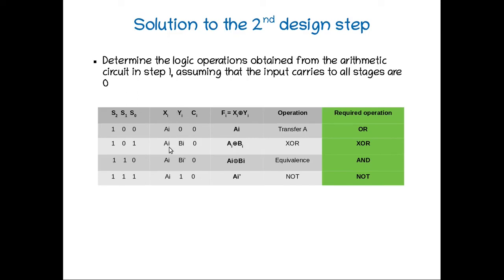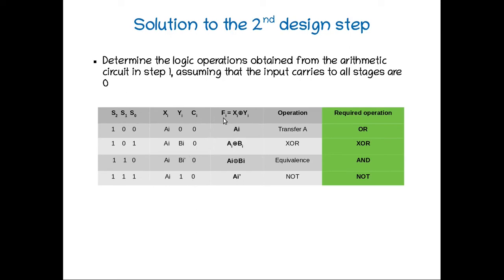Then the xi inputs we already set as ai's, directly given. The yi inputs are 0, bi, bi complement, 1, based on these S0, S1 values. Then the output fi will be, okay, ci is set as 0. We already said that we are assuming the carries to all stages are made 0. We are inhibiting the carry.